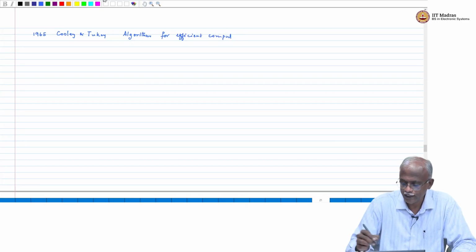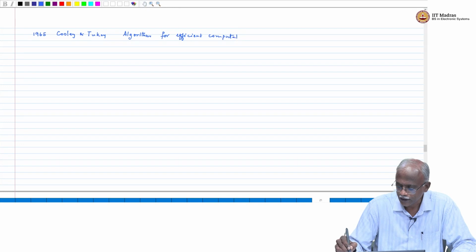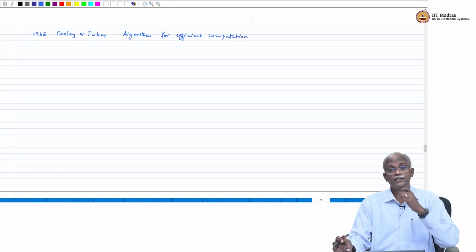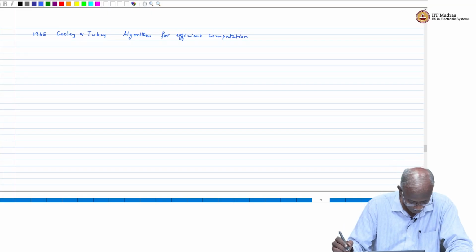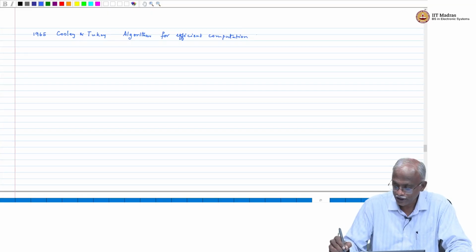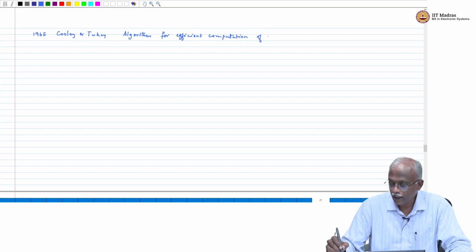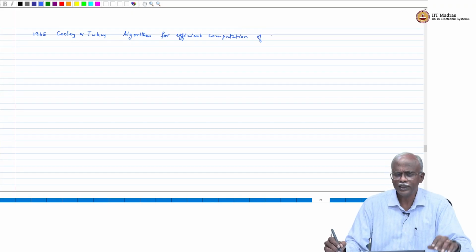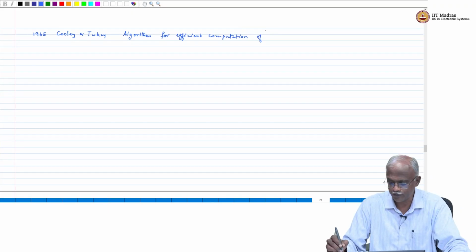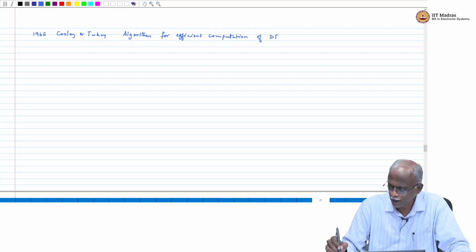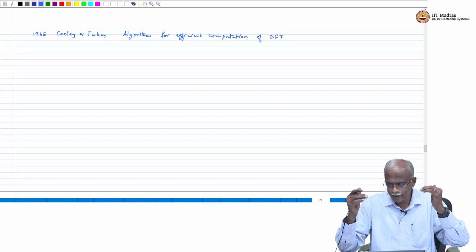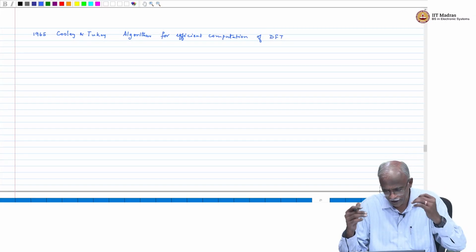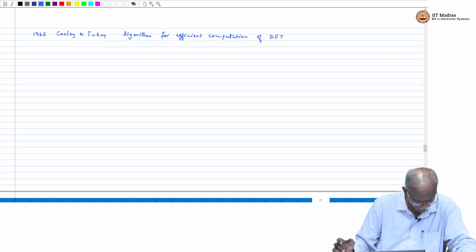Again, you can read up the details. There are several very interesting articles in IEEE about the history of the FFT. I would encourage you to read that. Basically they were computing the Fourier series, but that's the same as the Fourier transform. So basically, they came up with the efficient computation of the DFT.